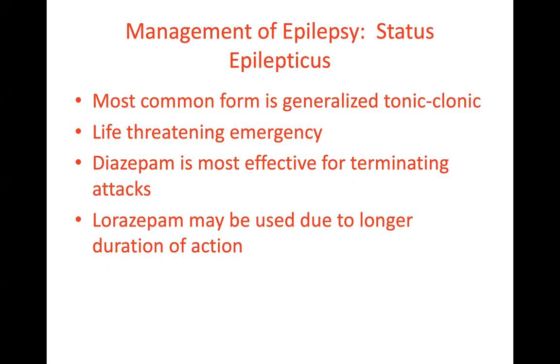So I mentioned status epilepticus. Let's jump to this slide here. This is the most common form in which people exhibit a tonic-clonic seizure. This is a life-threatening emergency. What we typically see is diazepam is probably the most effective, probably more potent in terminating the attacks. The problem with diazepam is it's shorter acting. So if there's a concern that this may be a prolonged episode, they may use lorazepam, but either diazepam or lorazepam can be used. What I've seen used most of the time around here has been diazepam.